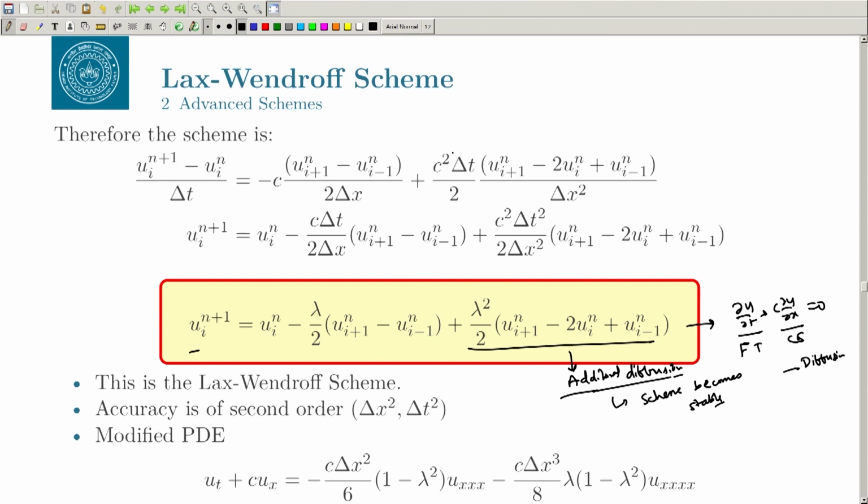So, we just replace theta with c square delta t by 2, and then you work that out, multiply by delta t and put in this form, and you will see that your theta becomes delta square, this is theta by 2.